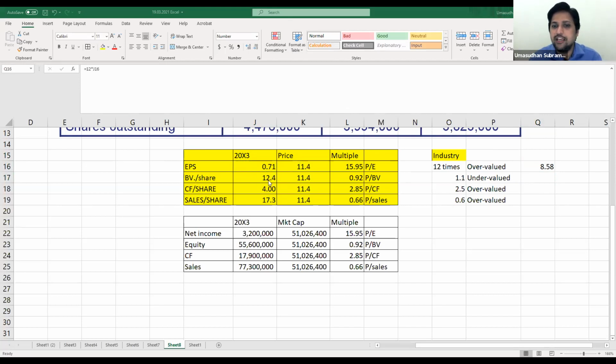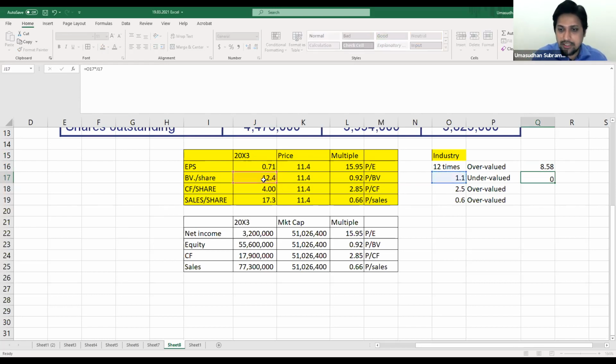So it should be trading at the industry multiple, because you assume the company is mispriced, but industry is properly priced, right? So that's what we are going to do. So we're going to multiply the book value per share, 1.1 times 12.4. That's going to give you 13.66. So the stock price is going to go up because it is undervalued, because your multiple is lower than the industry. But look at this.